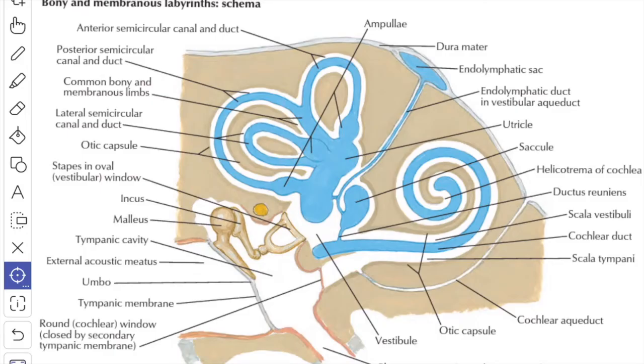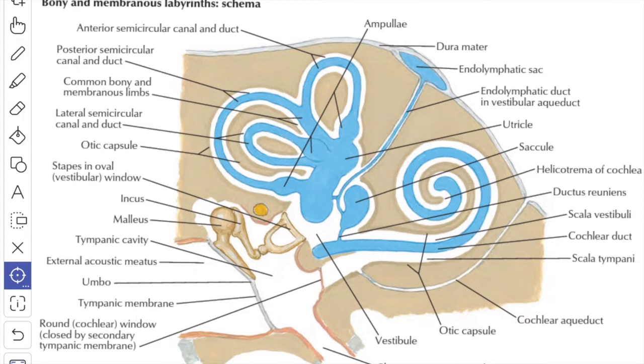In this video, we'll study the membranous labyrinth. In this picture, whatever is colored in blue is the membranous labyrinth. The membranous labyrinth consists of a closed system of intercommunicating membranous sacs and ducts within the bony labyrinth. So these are the bony labyrinths. Within the bony labyrinth, you have the membranous labyrinth.